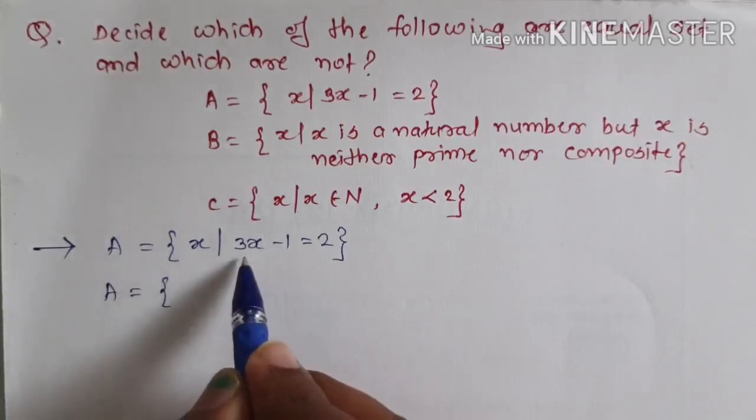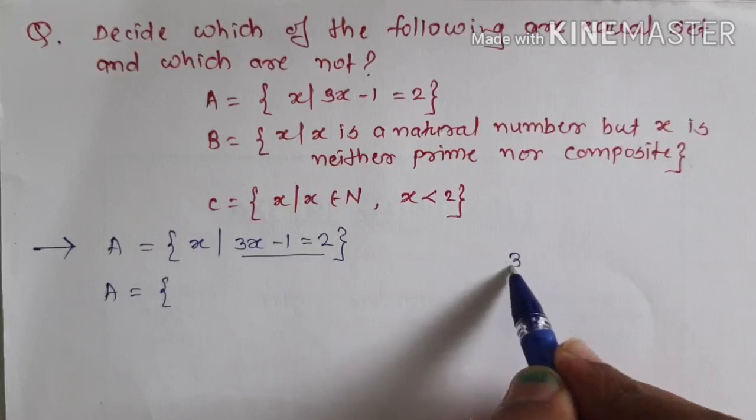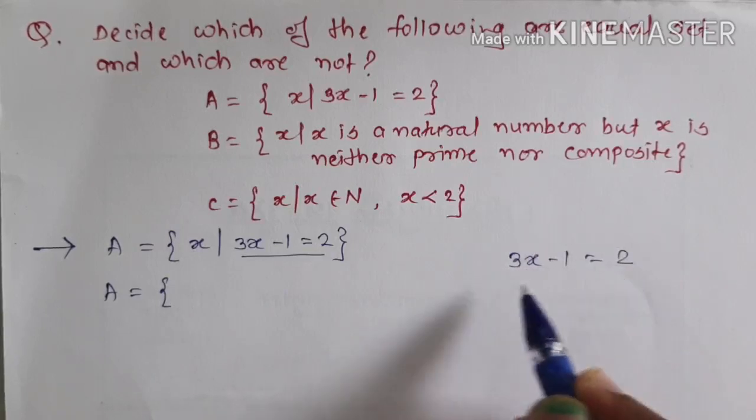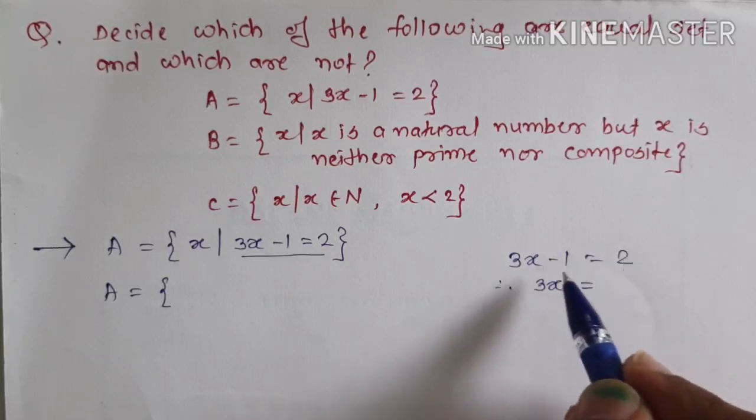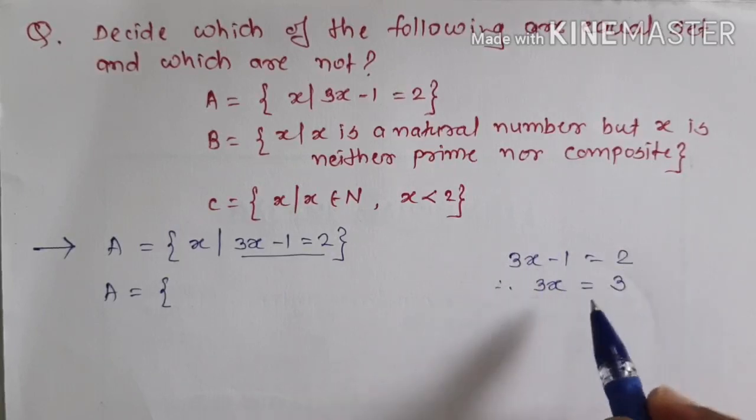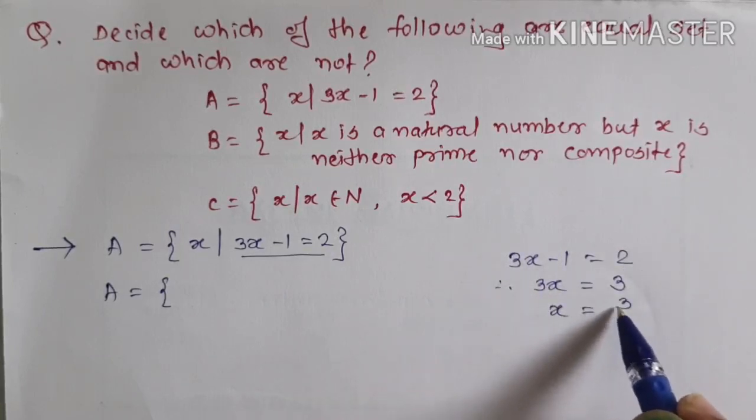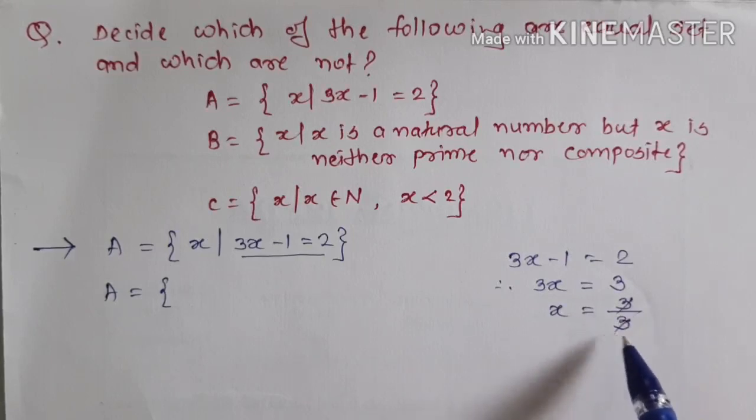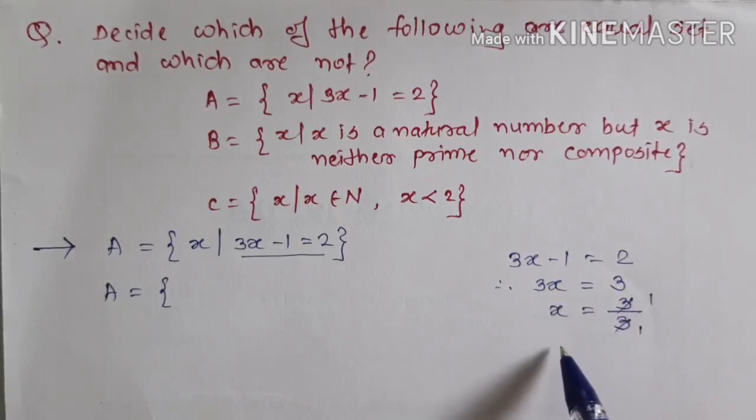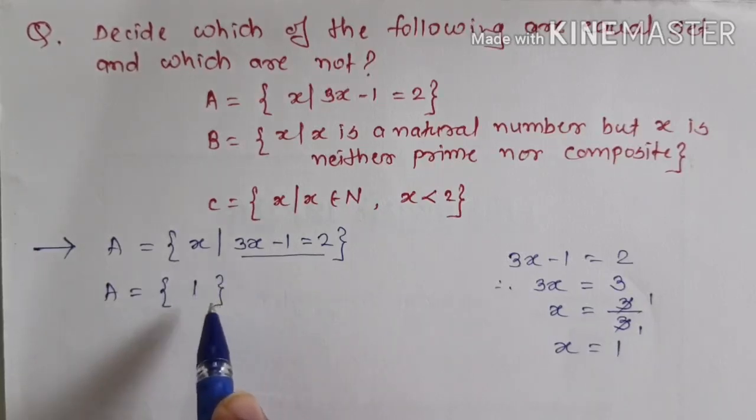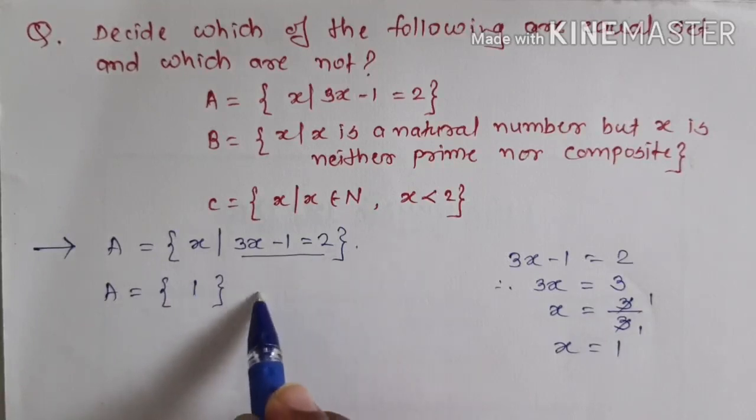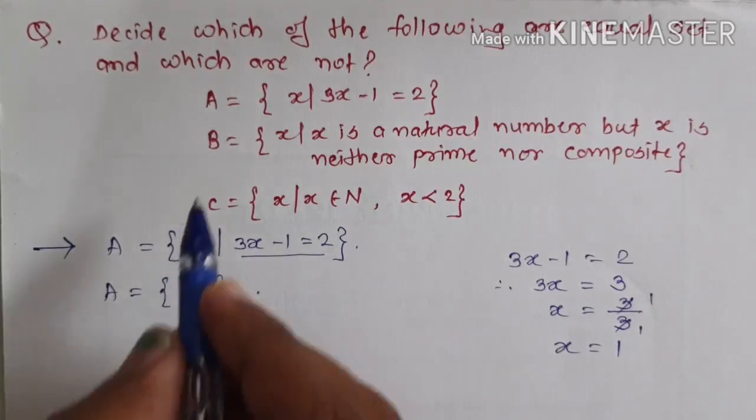So for that we have to solve this equation, that is 3x minus 1 is equal to 2. So if we go on solving, 3x is equal to 2 plus 1, minus 1 going to that side, that is 3. So x is equal to 3 divided by 3. So 3 will get cancelled. We have 1 by 1, that is x is equal to 1. So we have element 1 in this set. So the same set we have written here by using a listing method. Now the next set, B.